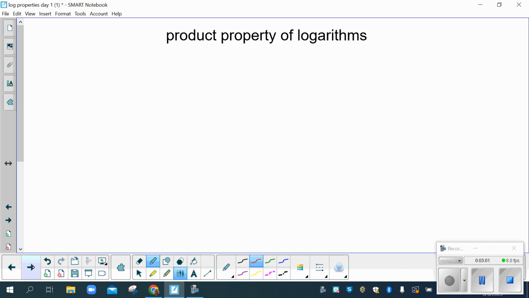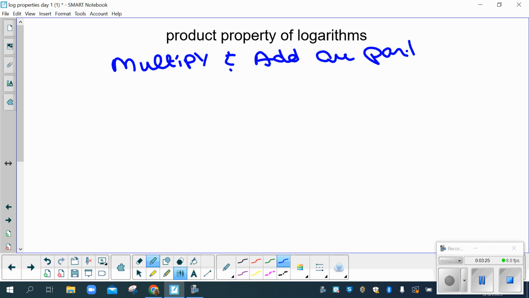We're going to start with our first one. The first property is called the product property of logarithms. And here's what I want you to know. Multiply and add are partners. Just like in exponents, when we multiplied two things together, we added their exponents. And with logs, we do the same thing because they're related. If it's multiplied in the guts, we're going to spread it out by adding it.